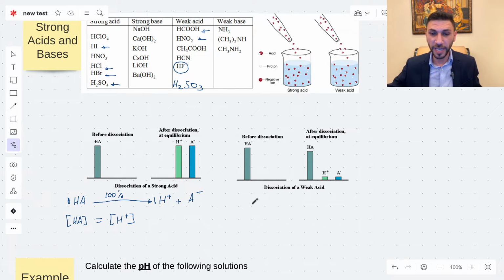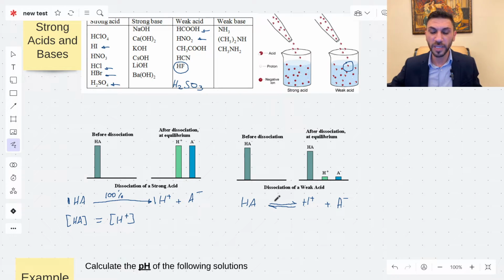Now, if HA is a weak acid, as you can see here, this is the weak acid. We still have acid after you put it in water. Not all of it dissolves in water, or it will not give you 100% dissociation. So HA will give you H positive plus A negative.